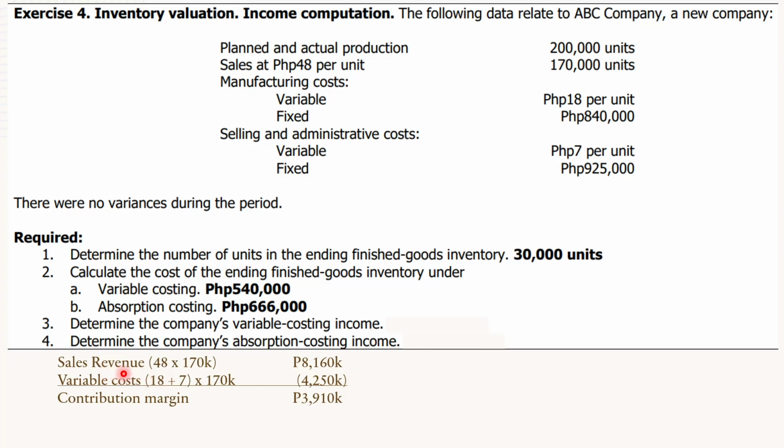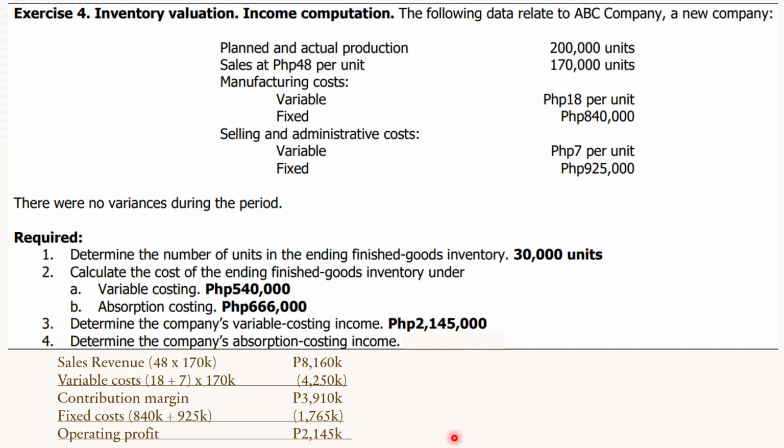So again, this is the correct format in preparing the contribution margin income statement. Instead of deducting cost of goods sold, we deduct all variable cost to arrive at the contribution margin. This is followed by all the fixed cost. Your fixed manufacturing cost is 840K. Fixed selling and admin is 925K for a total of 1,765,000. So 3,910K minus 1,765K gives you an operating profit of 2,145,000. That is the answer for number 3.